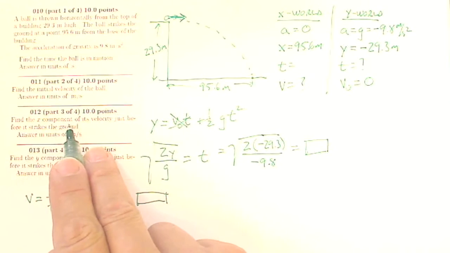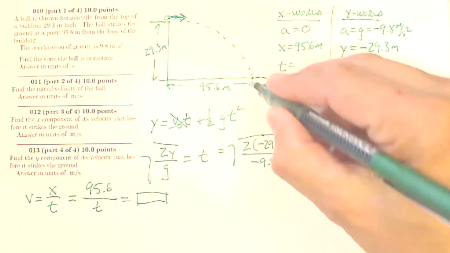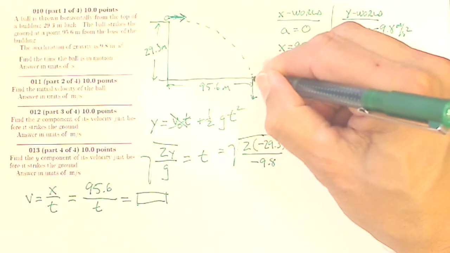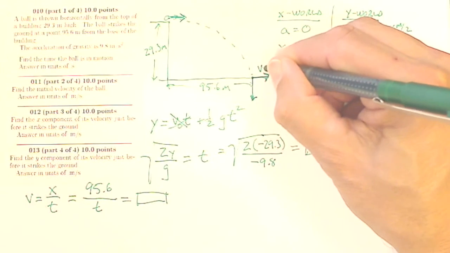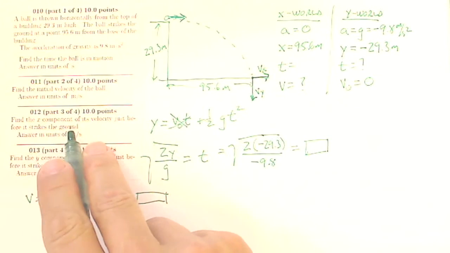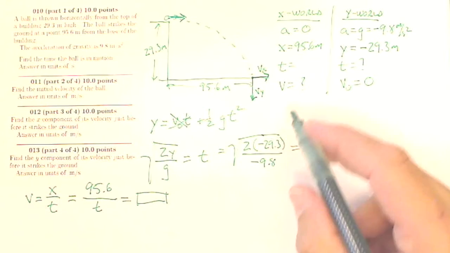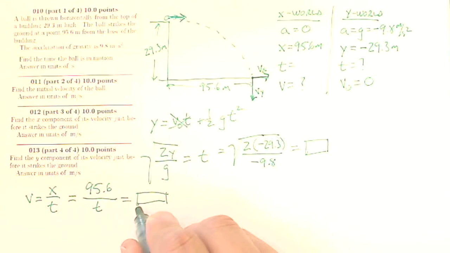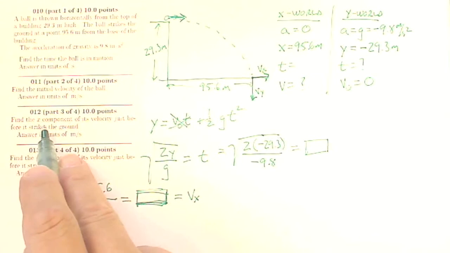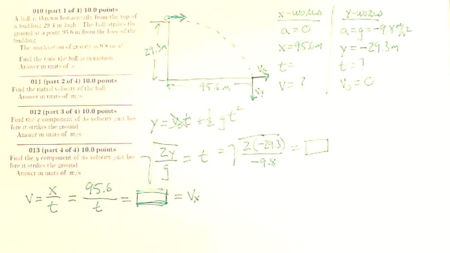Question number 12 says, find the x component of its velocity just before it strikes the ground. So when it hits the ground, it's going to be moving in the x direction, and it's going to be moving in the y direction. So it's got a final velocity in the x world, which I'll call vx, and a final velocity in the y world, which I'll call vy. So it's looking for the x component of the velocity. Well, I know that my initial velocity in the x world is this. What's my acceleration in the x world? It's 0. So if this is my initial velocity in the x world, this is my final velocity in the x world. So that's also going to be my x velocity just before it strikes the ground.